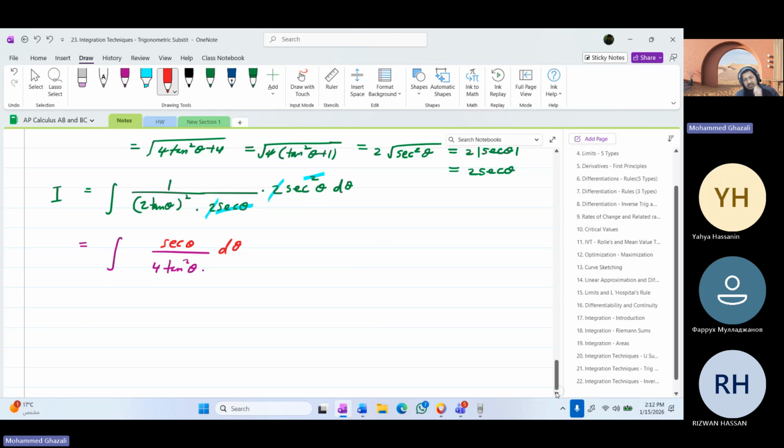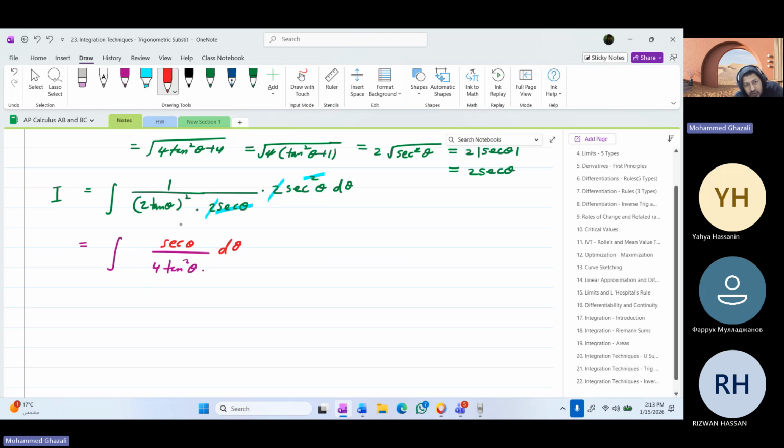Now the question is, we have sec theta over tan squared theta d theta. How are we going to do this now? What's the derivative of sec? Sec tan. Should we use a u substitution, or how should we solve this?